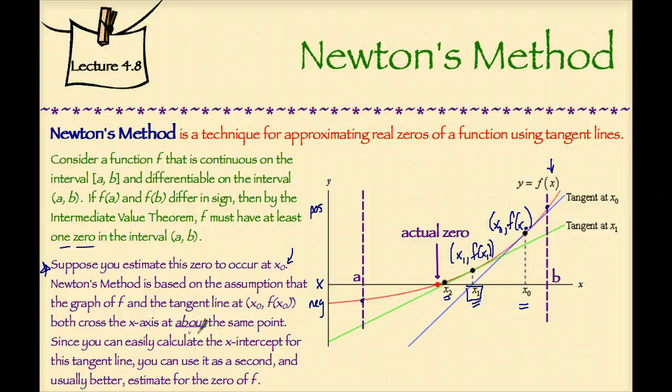Since you can easily calculate the x-intercept for these tangent lines, you can use them as second or third or fourth and usually better estimates for the 0 of f. So that's how this works. Let's do an example.